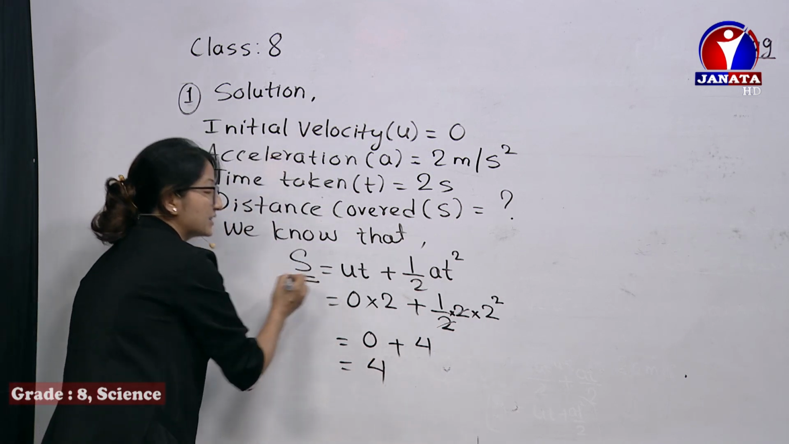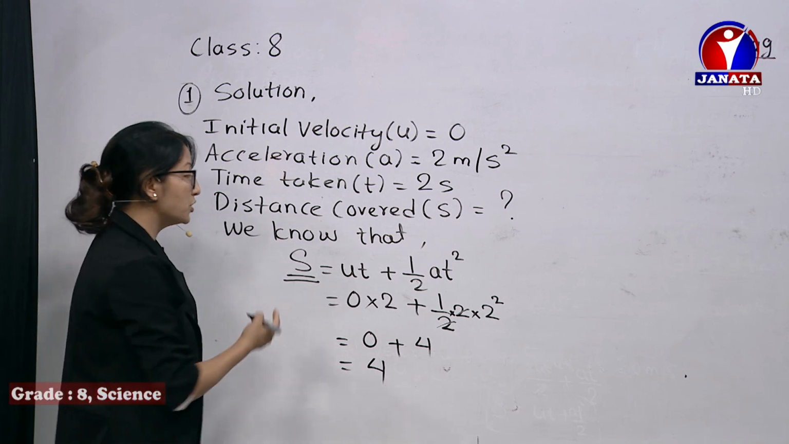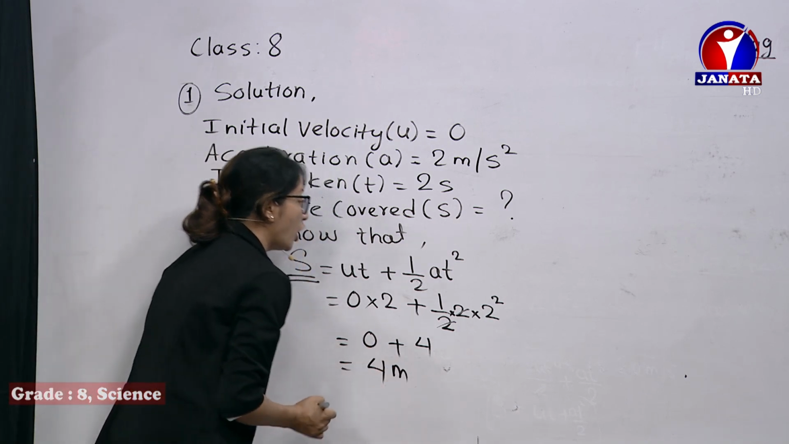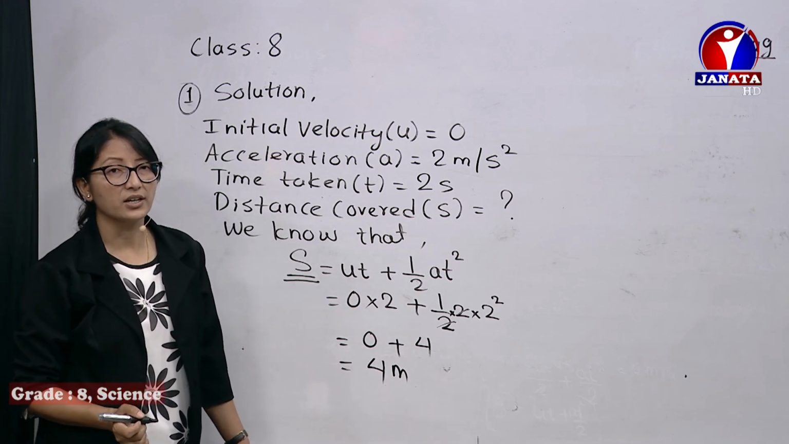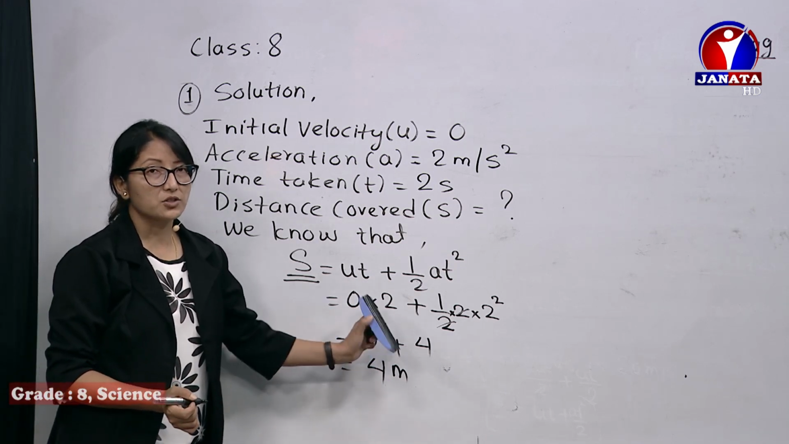So what is it? It's distance. So we have to write it with the unit. Its SI unit is 4 meters. So the distance traveled by the car is 4 meters. So number 2 is also solved.